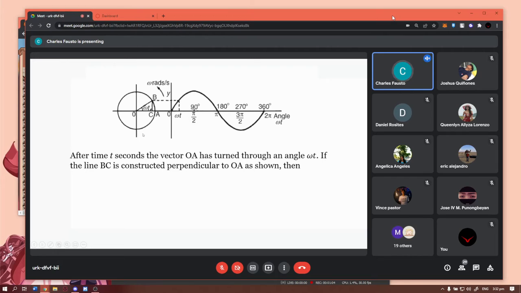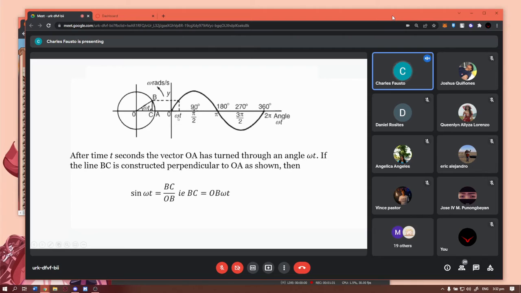No? If the line BC is constructed perpendicular to OA as shown. So then, sine omega t is equal to BC over OB. And BC is equal to OB sine omega t. Okay? So, ayan yung representation ng sine wave. No? Wave, yung ating waveform.